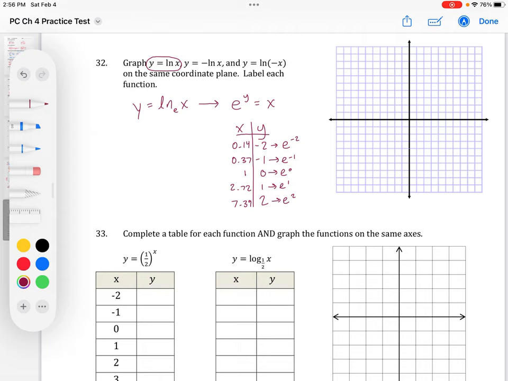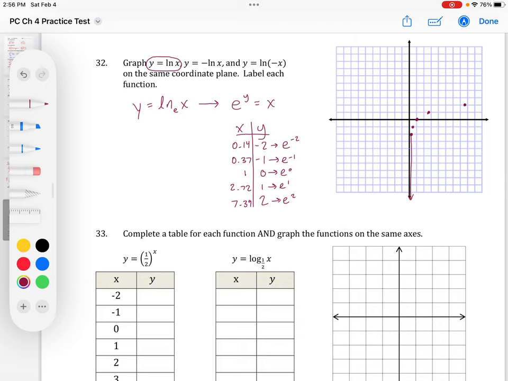So the first ordered pair, I go over 0.14 down 2, and that's going to be pretty close to that y-axis. Then I go over 0.37 down 1, over 1 up 0, over 2.72 up 1, and then over 7.39 up 2. I think I might have graphed that in the wrong spot. Let me check. 1, 2, 3, 4, 5, 6, 7. I did. I was too far over. So there's 7.39 comma 2.